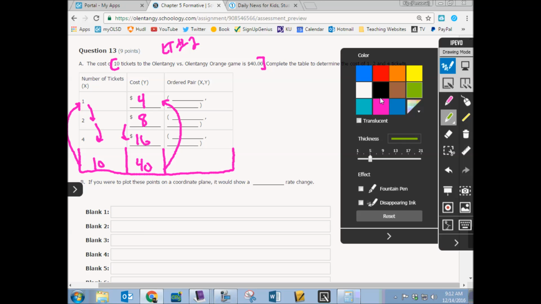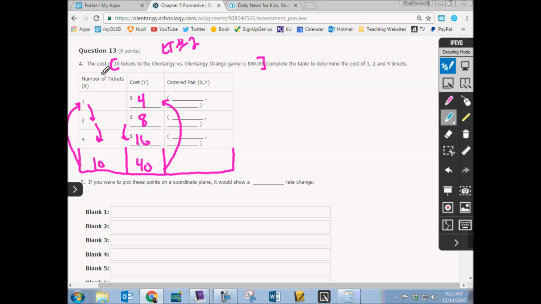Well, wait a minute. What do I put right here then? Well, it's pretty easy. This is your X. This is your Y. Right? So this would be 1 comma 4. 2 comma 8. 4 comma 16. I hope you're all writing this down.